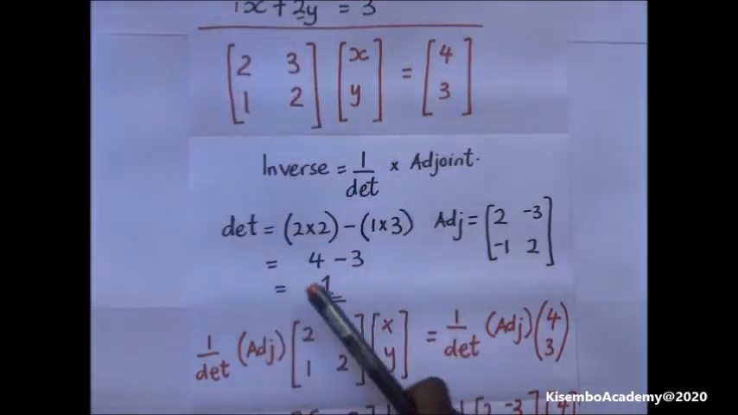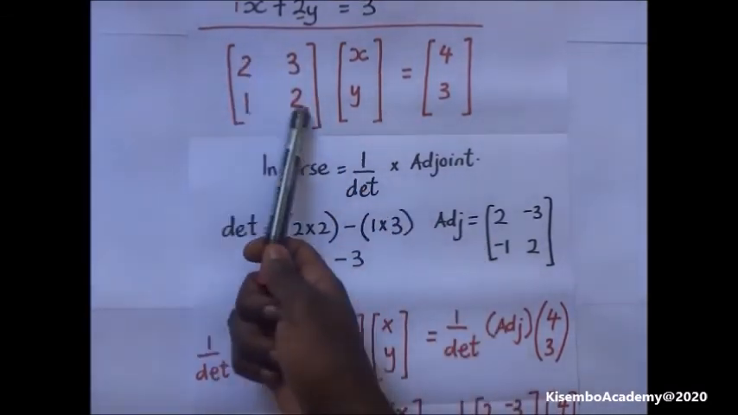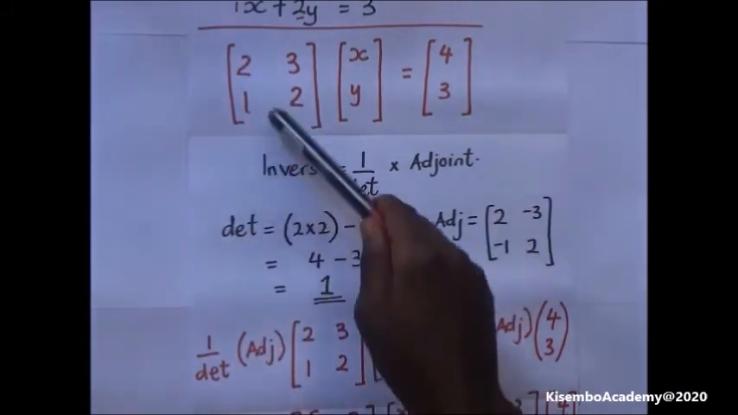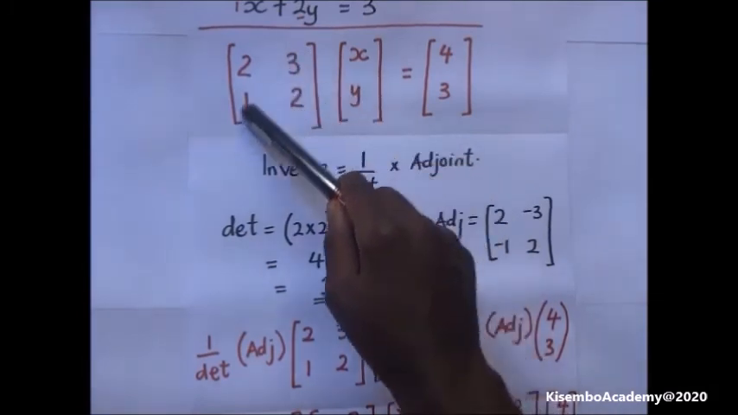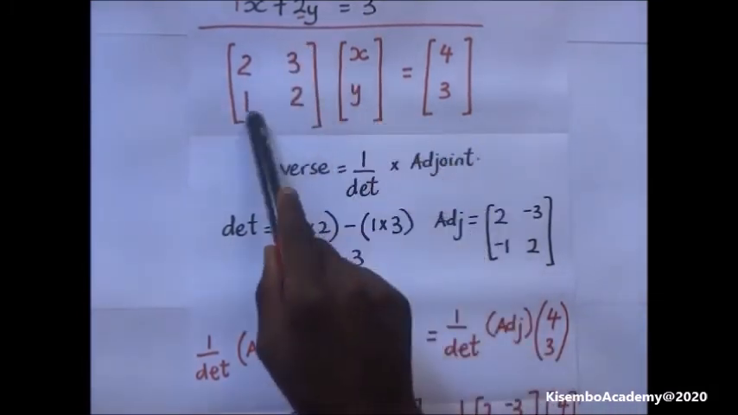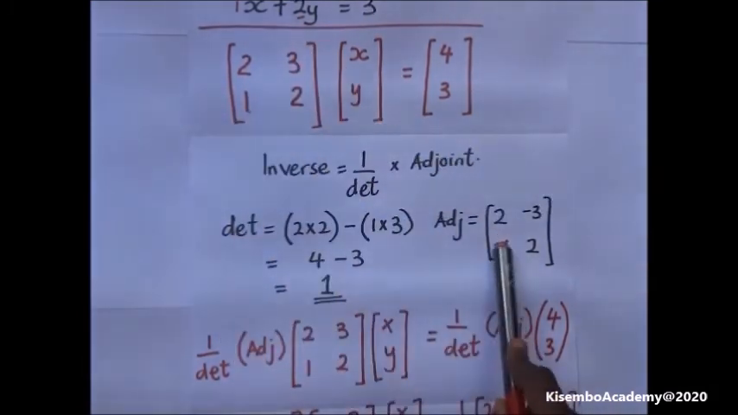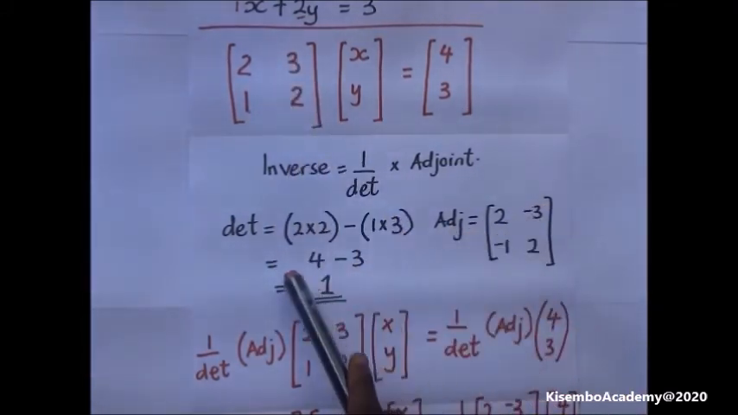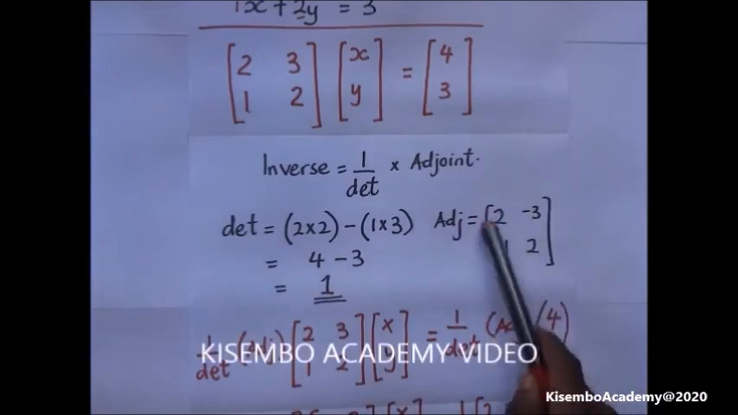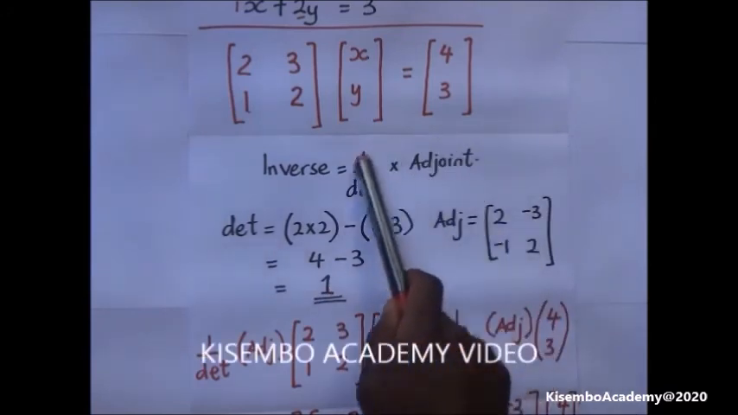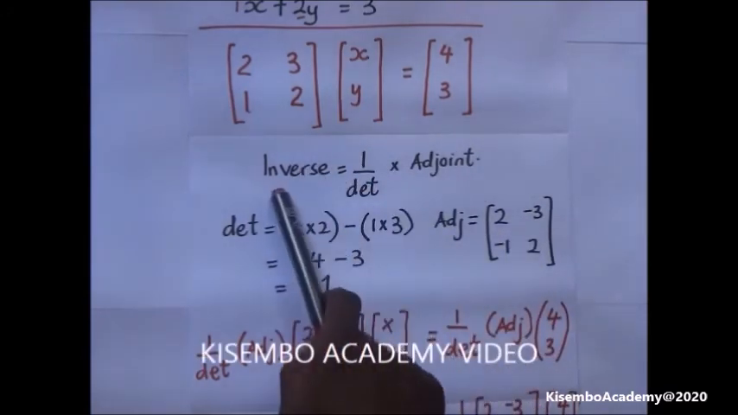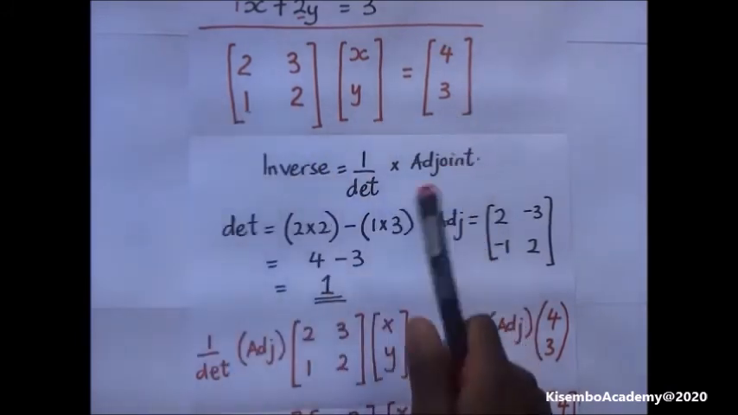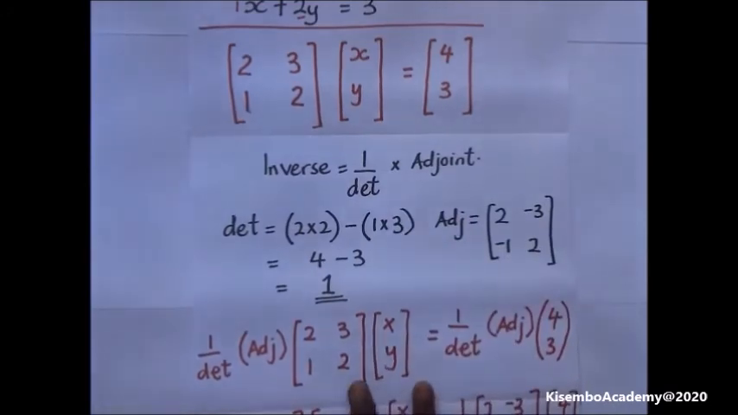After getting our determinant as 1, we find the adjoint of this matrix. We get the adjoint by interchanging the numbers in the main diagonal, which are 2 and 2. Then in the minor diagonal, we simply multiply the numbers by -1. 1 times -1 is -1. 3 times -1 is -3. So after getting the determinant and the adjoint of the matrix, we can substitute them in here so that we are able to get the inverse of the matrix. And it is this inverse that we are going to multiply here on both sides. And this is what is happening in our next step.